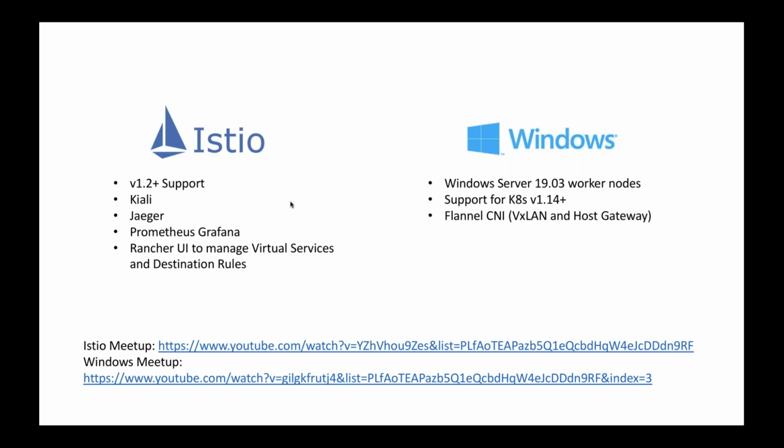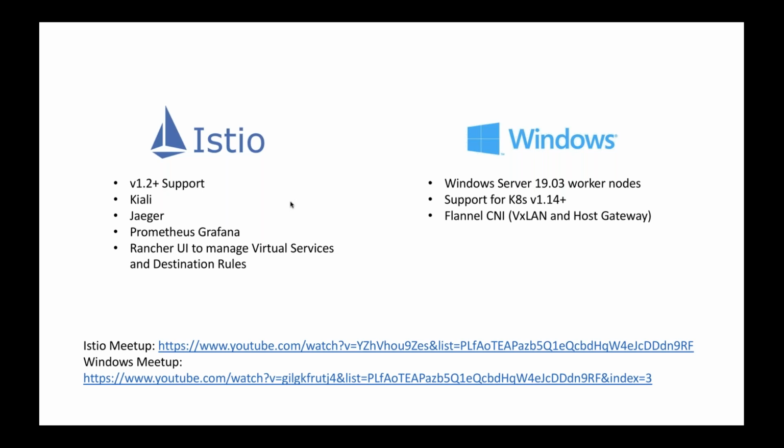But at a high level, we're bringing Istio support. We're pretty excited about having service mesh on Rancher, and we're bringing everything that Istio entails. So you'll have the UI through Kiali, you'll be able to do tracing through Jaeger, see all the dashboards in Grafana, and within the Rancher UI itself, you'll be able to manage your virtual services and destination rules. So we're pretty excited about that.